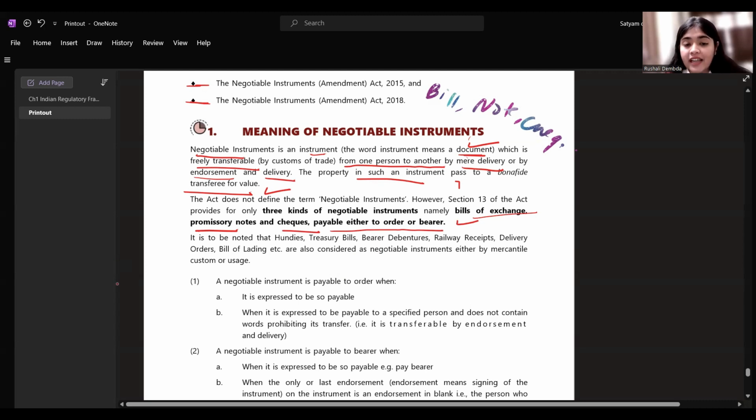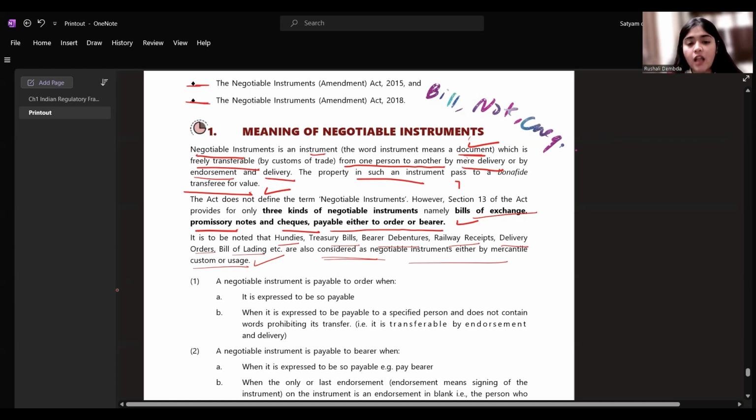It is to be noted that hundis, treasury bills, bearer documents, railway receipts, delivery orders, bills of lading, etc. are also considered negotiable instruments, either by mercantile custom or by usage. Whatever transactions every person follows is called mercantile custom, or by the regular usage. If we follow the policy that a bill of lading acts as a negotiable instrument, then it is going to act as a negotiable instrument undoubtedly.